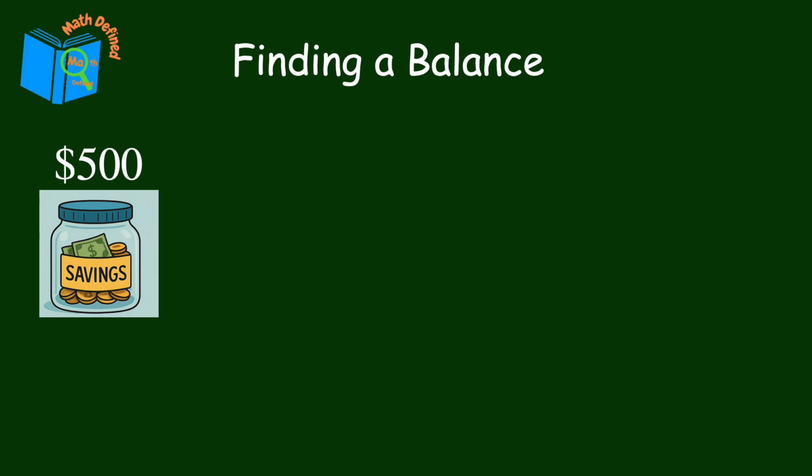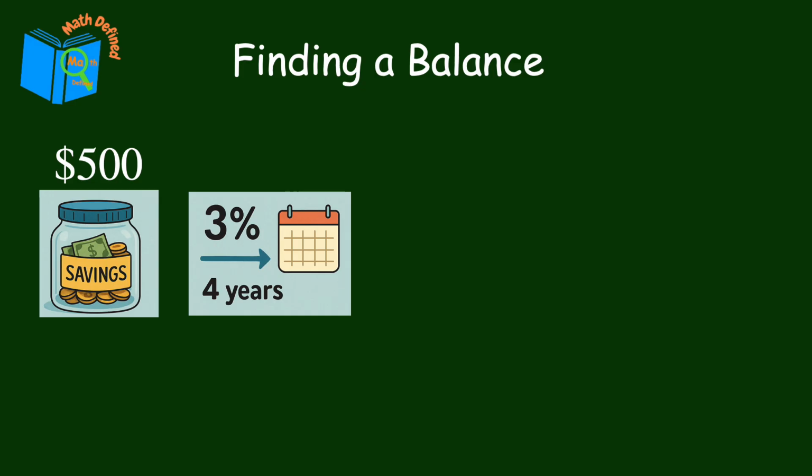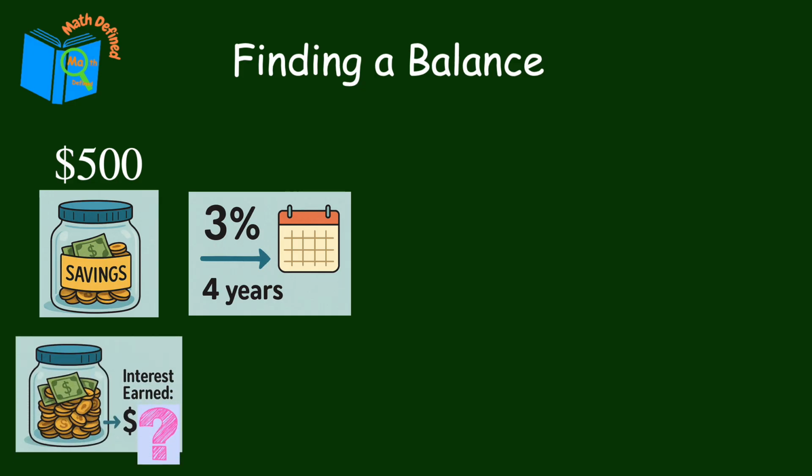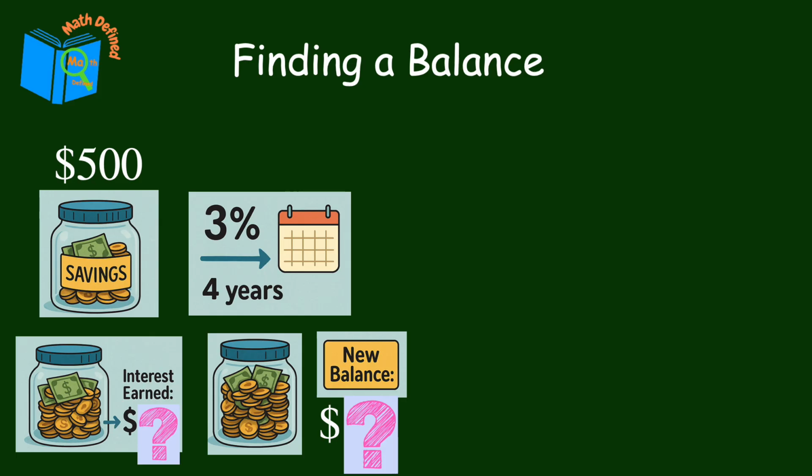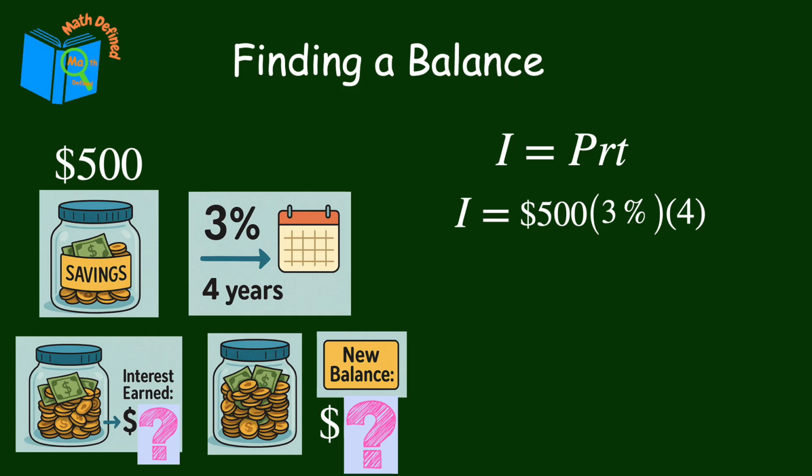Imagine you deposited $500 into a savings account with a simple interest rate of 3% for 4 years. How much interest would you earn, and what would your total balance be? Let's use the simple interest formula to find out. We know the interest rate is 3%. And the principal, or the amount of money we started with, is $500. The time is 4 years, and we're looking for the interest earned.